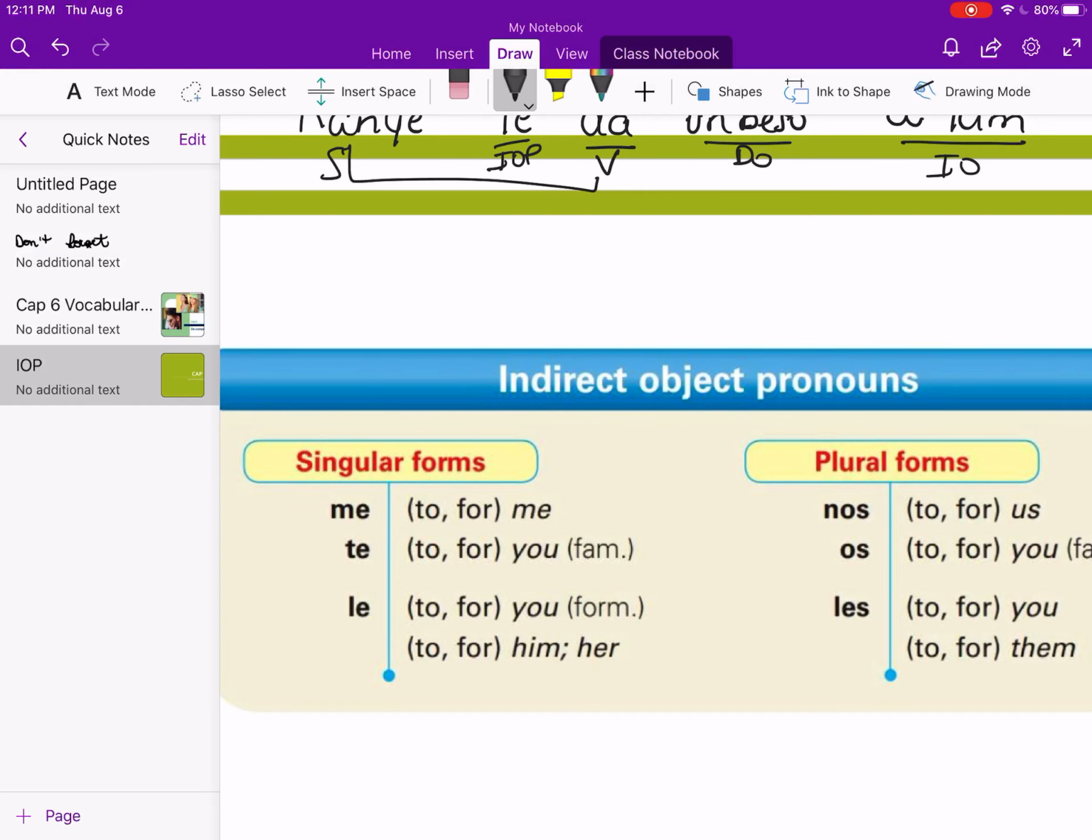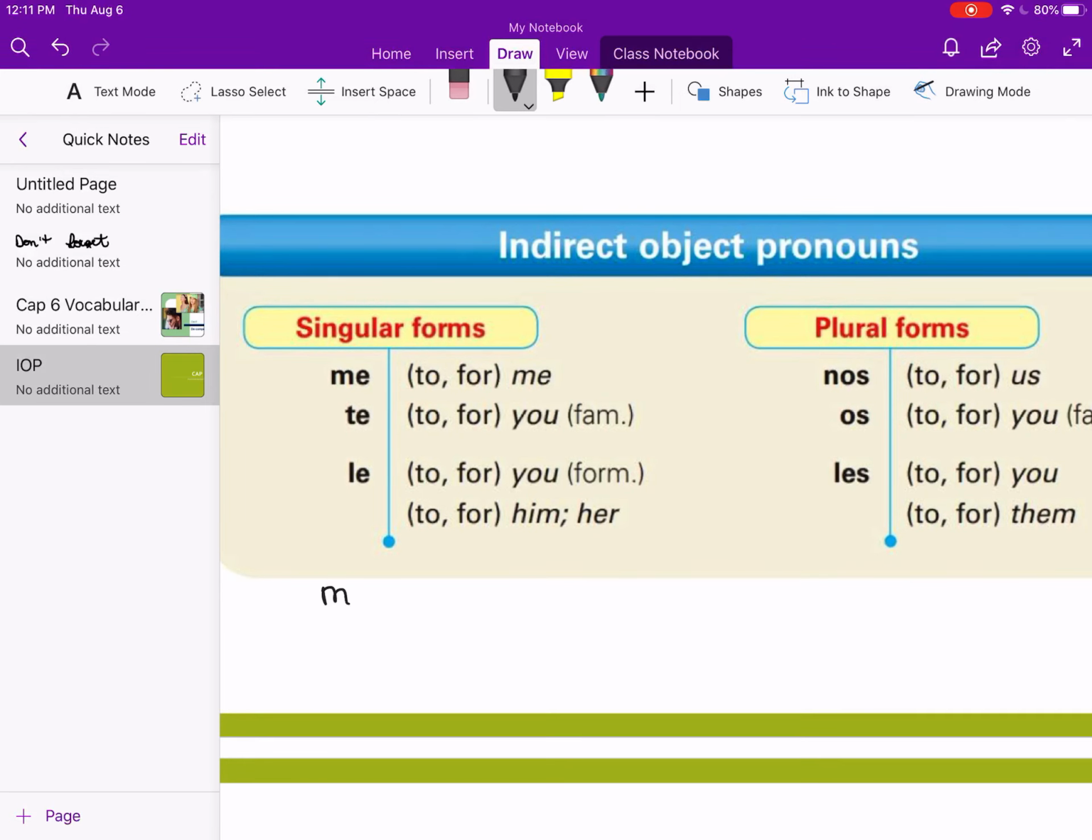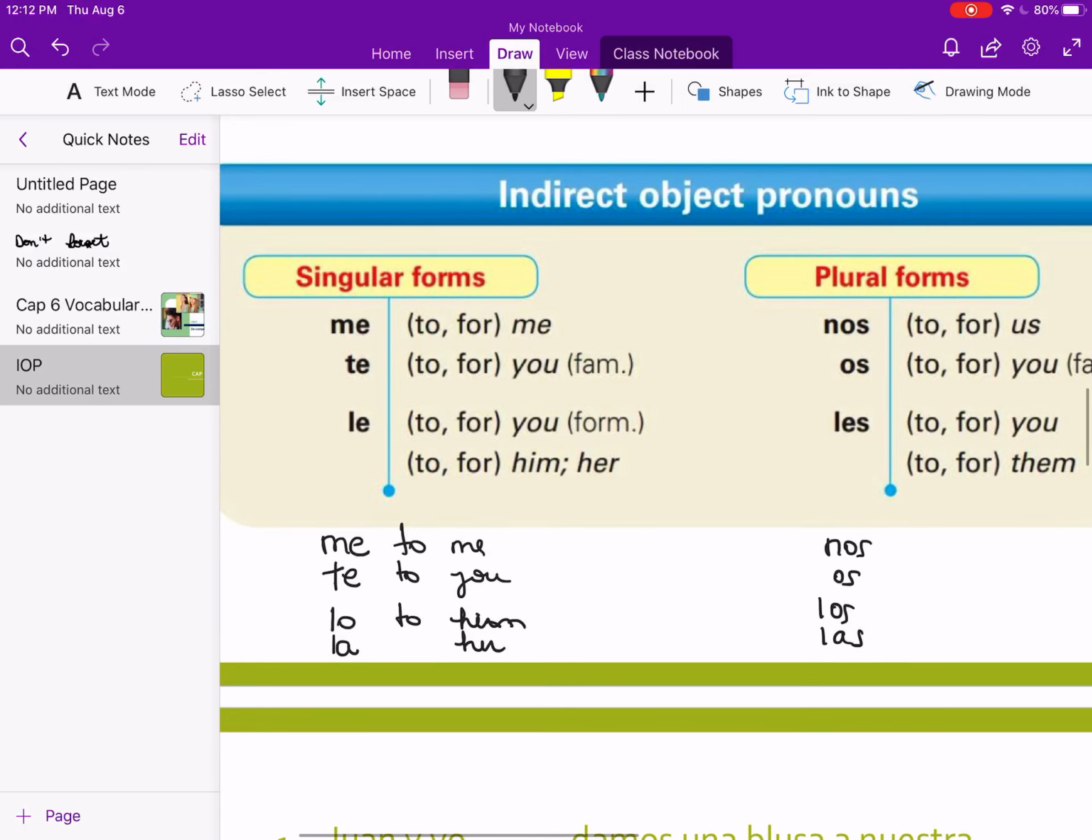Y en español, they look like this. Me, te, le, nos, os, les. You've seen already the direct object once, and it was very similar. Me, te, but here it was lo y la, the same, nos, os, y aquí los y las. See? And this also meant to me, to you, or for you, to her, him in this case, or to you, or to her. Yeah?